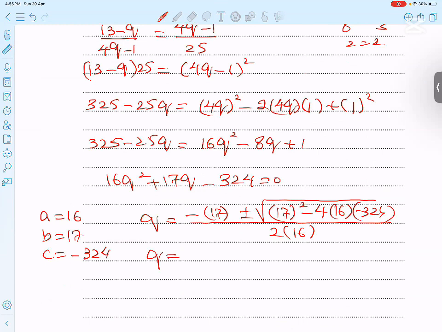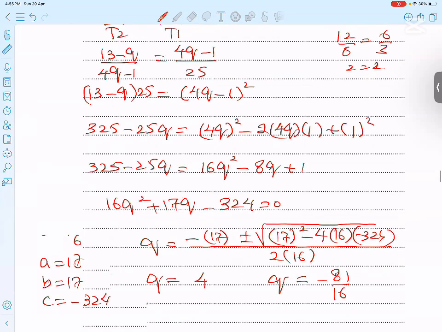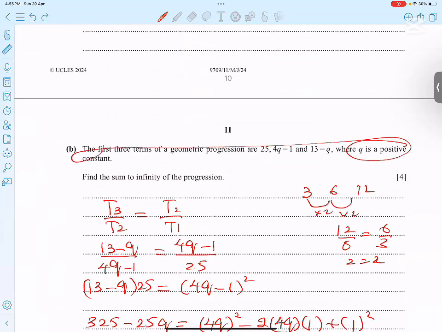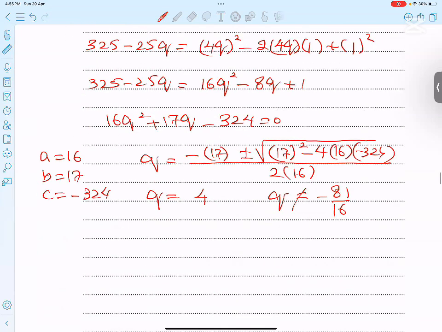So if I check it in my calculator to save time, I'm getting the first answer 4. And the second answer, wait a minute, q becomes, so I'm getting 4 and negative 81 over 16. But he said here q is a positive constant. So I will ignore this one, and this is my q value.